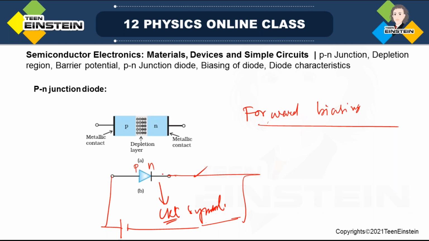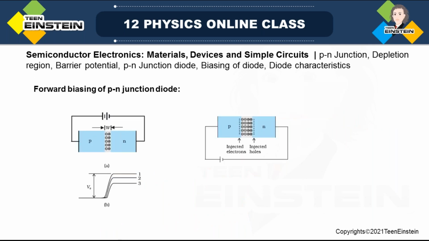Okay, so let us learn the biasing part. You can see from here, when a p-n junction diode is connected with a battery in such a way that the positive terminal of the battery is connected to the p type semiconductor and the negative terminal goes to the n type semiconductor or n side, then this is called forward biasing. And you can see that in the forward biasing case, the thickness of the depletion region is very less.